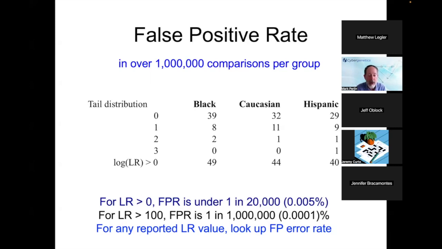And this is what we reported, and we've testified on. What's the false positive rate? For likelihood ratio greater than 1, the false positive rate is less than 1 in 20,000. Once you get up to over 100, it's less than 1 in a million. And in fact, for any reported log LR value, you can look up the false positive error rate by going back to the curve, as we just discussed, and getting the area that's under the curve. Okay, so Matt, I think you'll be showing.